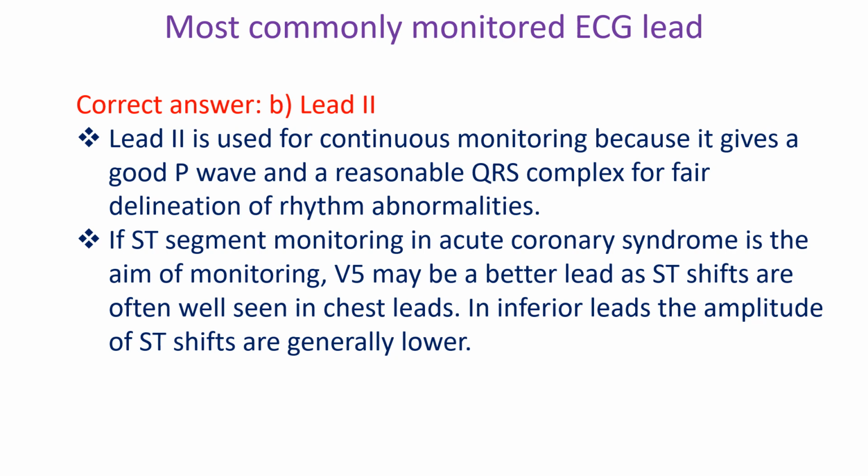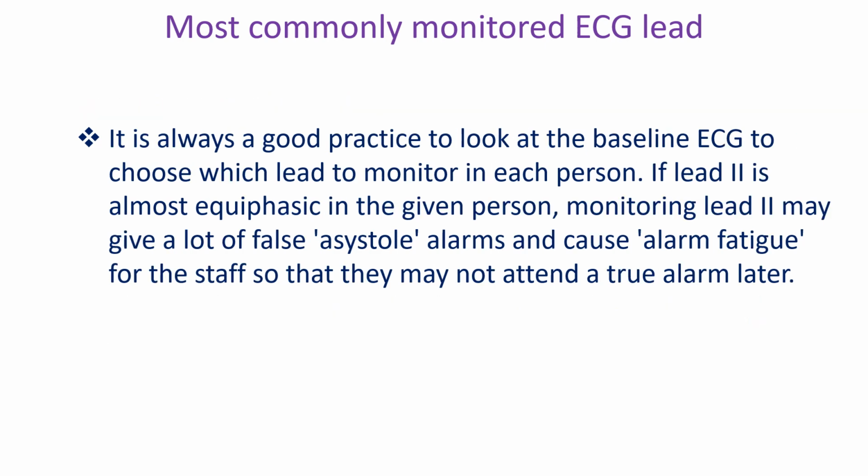If ST segment monitoring in acute coronary syndrome is the aim of monitoring, V5 may be a better lead as ST shifts are often well seen in chest leads. In inferior leads, the amplitude of ST shifts are generally lower. It is always a good practice to look at the baseline ECG to choose which lead to monitor in each person. If lead 2 is almost equiphasic in the given person, monitoring lead 2 may give a lot of false asystole alarms and cause alarm fatigue for the staff so that they may not attend a true alarm later.